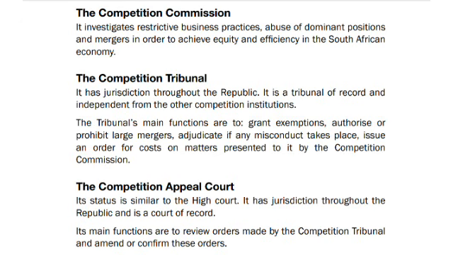They also adjudicate if any misconduct takes place, and issue an order for cost or matters presented to it by the Competition Commission. So it basically goes further than what the Competition Commission does. Lastly, we have the Competition Appeal Court, and its main function is to review orders made by the Competition Tribunal and amend or confirm these orders. So that means that the Competition Tribunal reports to the Competition Appeal Court.